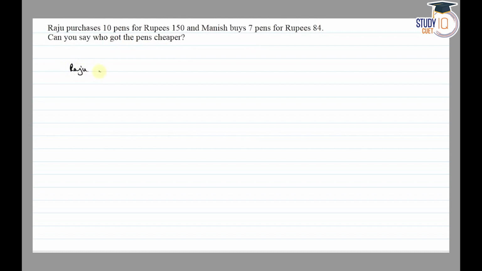Raju purchased 10 pens in 150 rupees. So, cost of one pen is 150 upon 10 equal to 15 rupees.